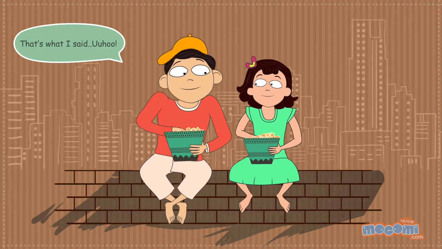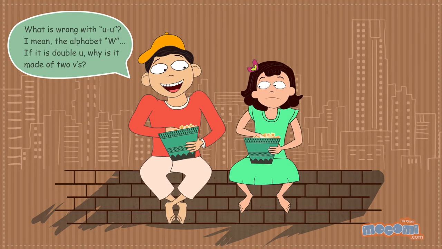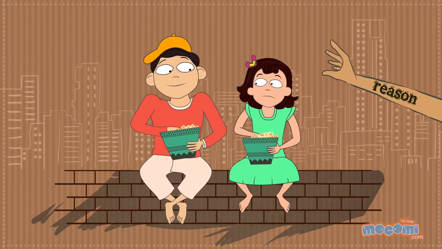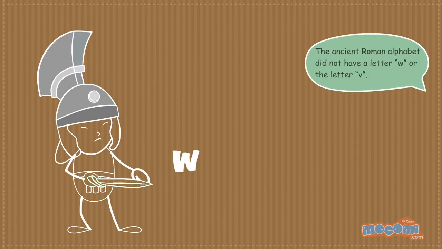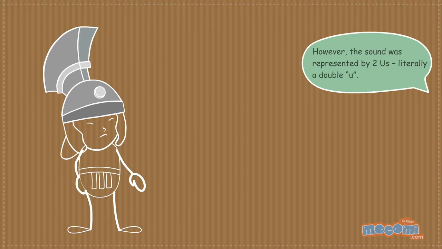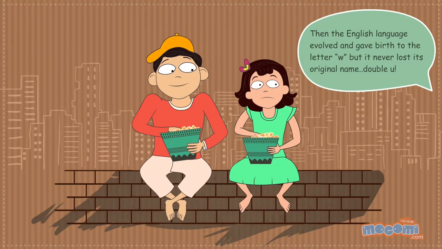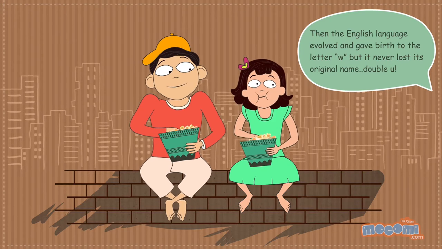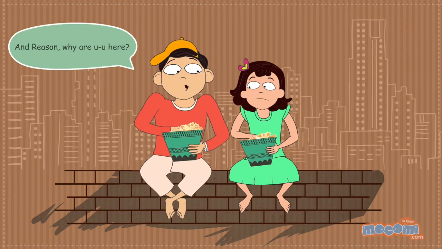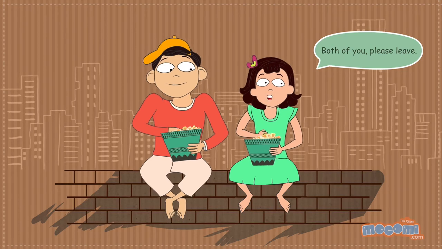Hey, what's wrong with you? I mean, the alphabet W, if it is double U, why is it made of two V's? The ancient Roman alphabet did not have the letter W or the letter V. However, the sound was represented by two U's, literally a double U. Then the English language evolved and gave birth to the letter W. But it never lost its original name, double U. And Emma, why are you here? You mean W? Both of you, please leave.